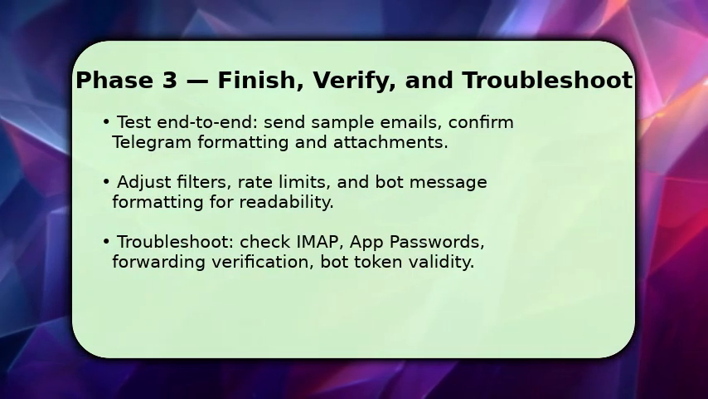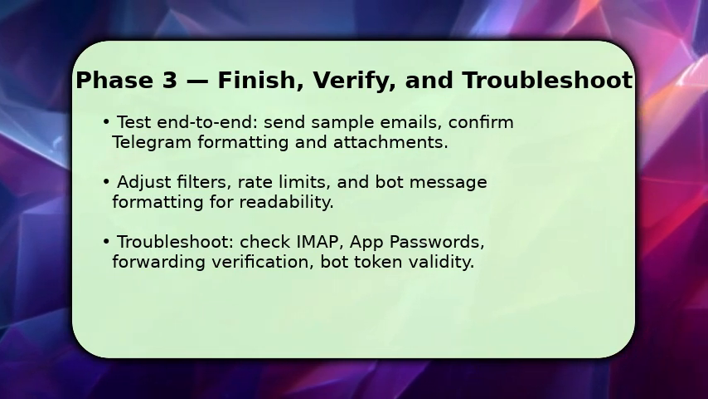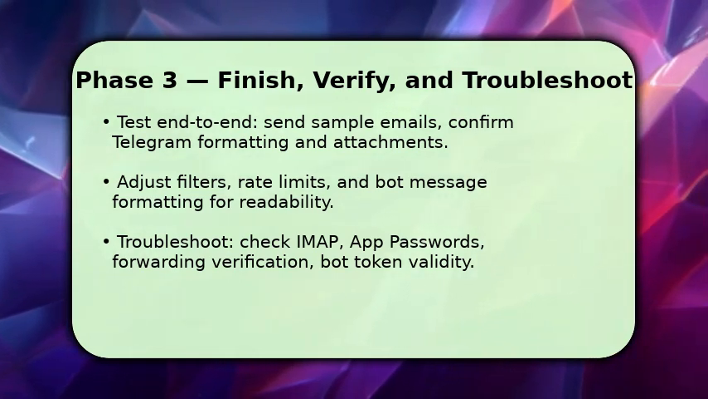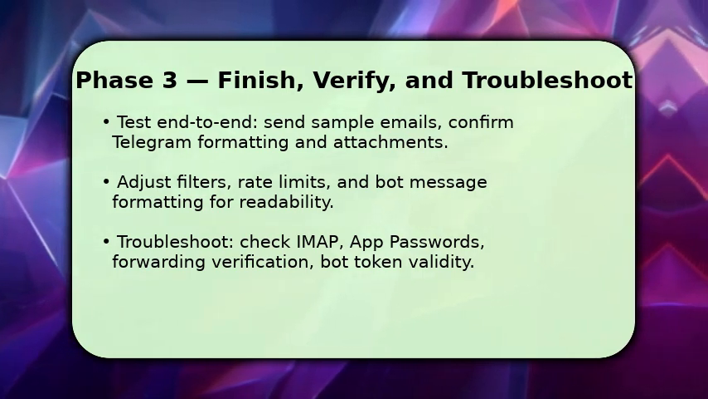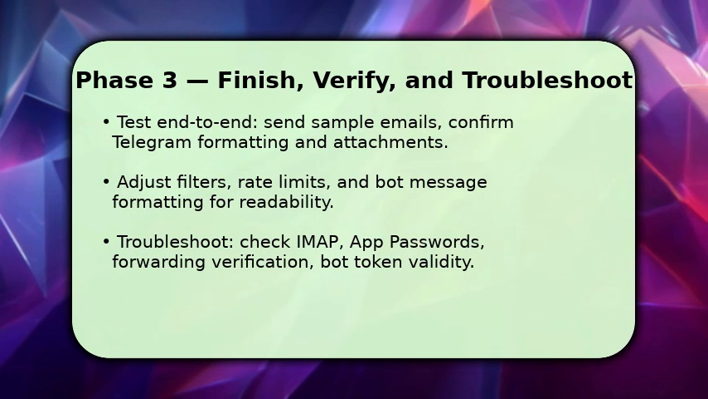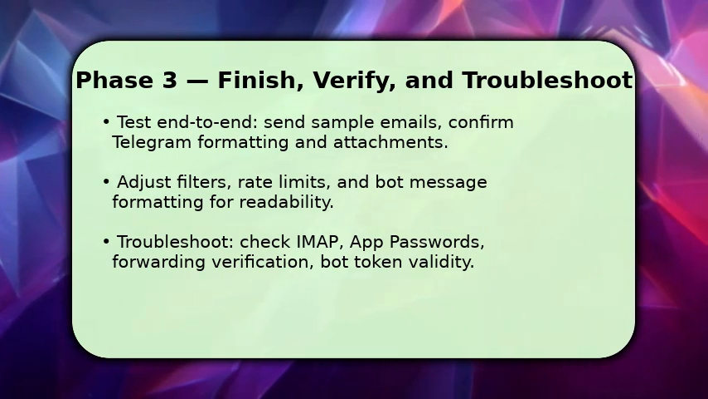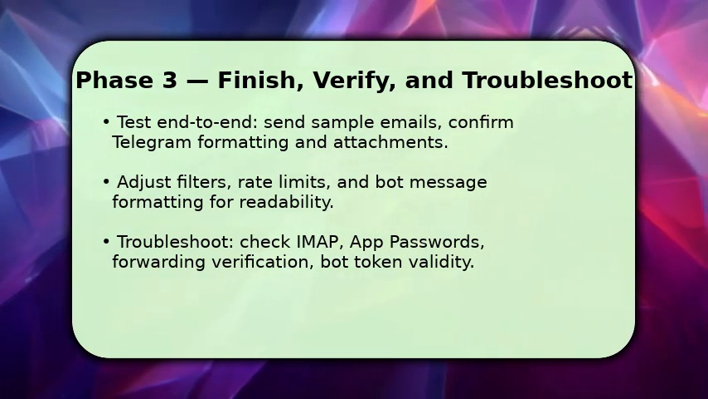Finish by verifying the whole flow. Send multiple sample emails with attachments, labels, and different senders. Confirm Telegram shows the content and attachments correctly. Once confirmed, refine filters and message templates so you don't flood chats. Add rate limits or batching if needed.